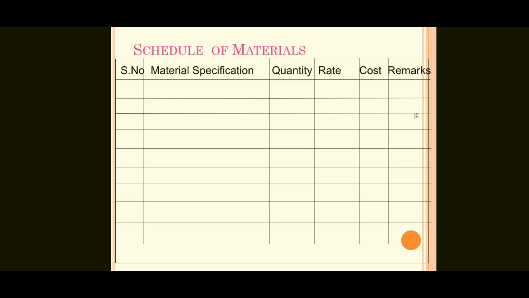Now the schedule of materials. The columns represent serial number, material specification, quantity, rate, cost, and remarks. First one, ICTP 32 amps, 500 volt, one number. The quantity required is 1, rate 200. So the total cost becomes 200. ICTP 32 amps, 500 volt, one number. Rate, the price is 200. So the total cost becomes 200.